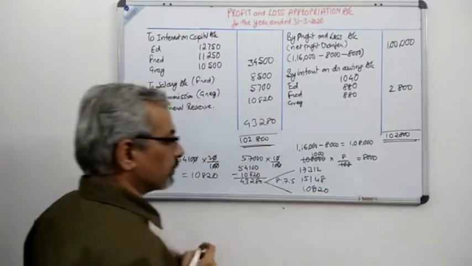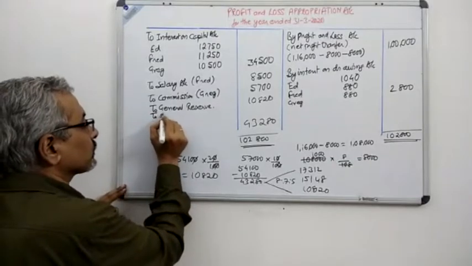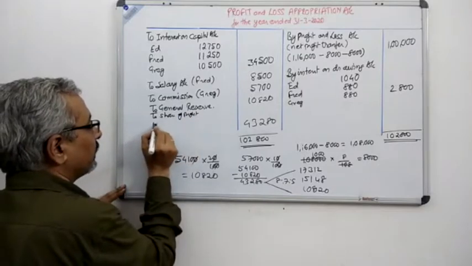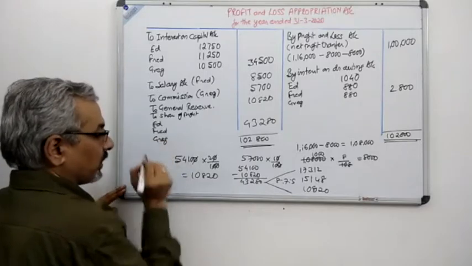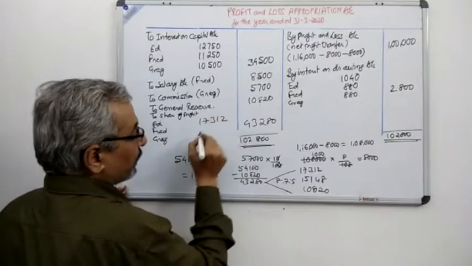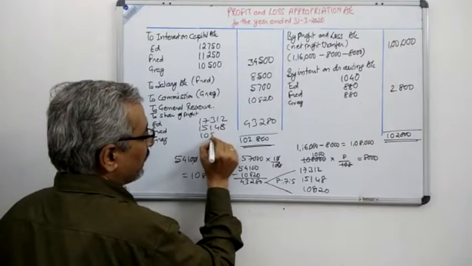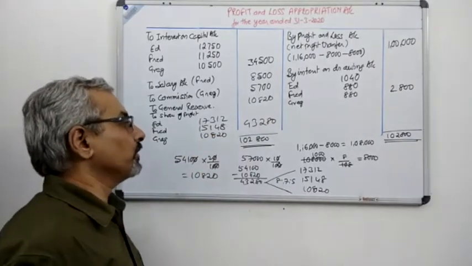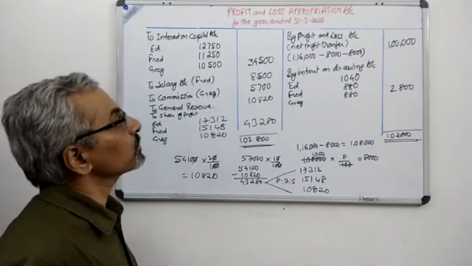So this is the distribution of the profit which has to be clearly understood. So the share of profit, and we have 3 partners, Ed, Fred and Greg, and we have distributed it: 17,312, 15,148 and 10,820, and if we add this we get a figure of 43,280. So this completes the preparation of the profit and loss appropriation account.